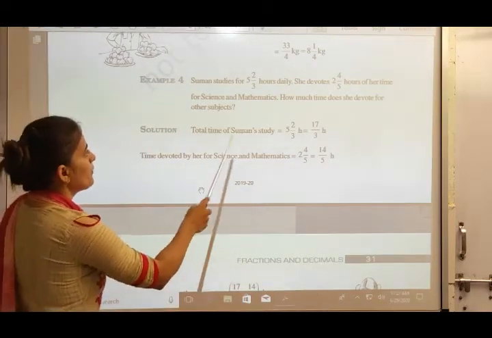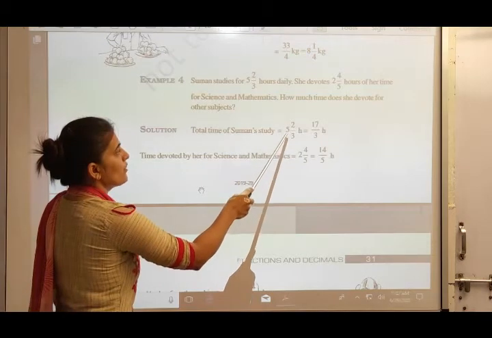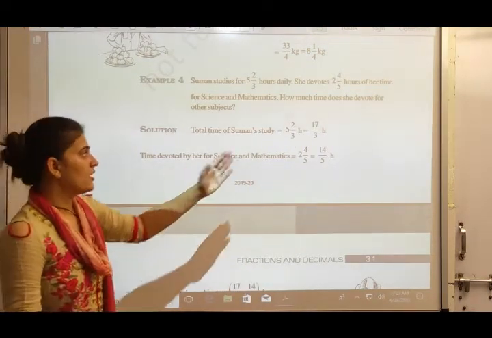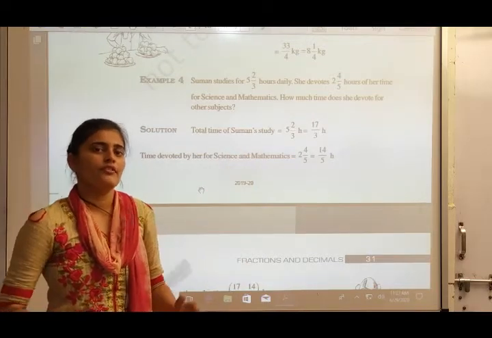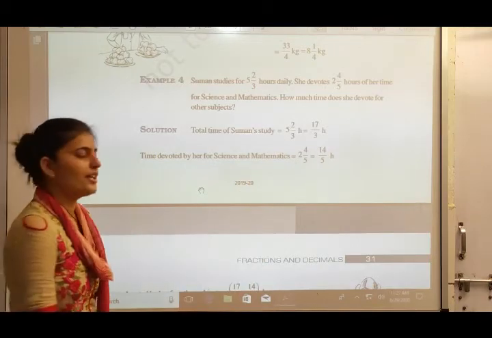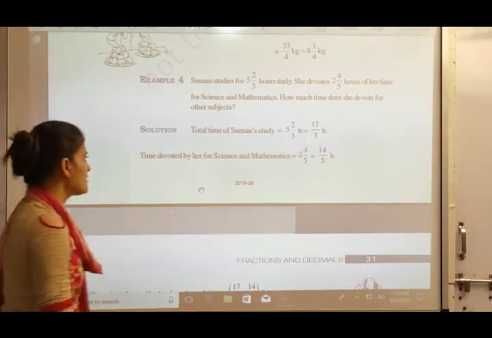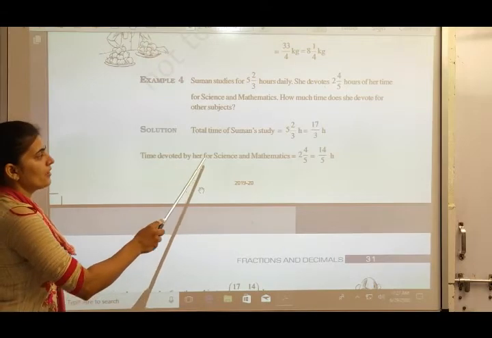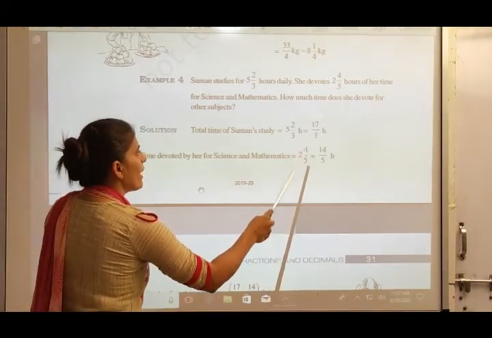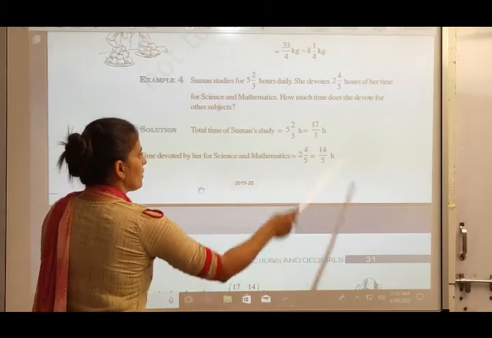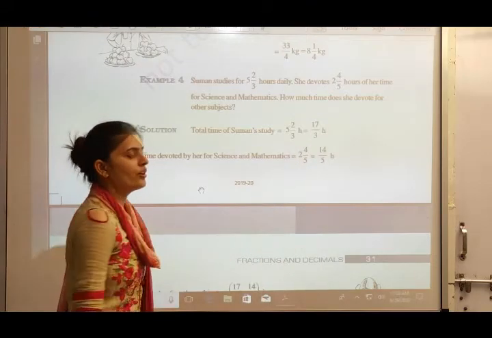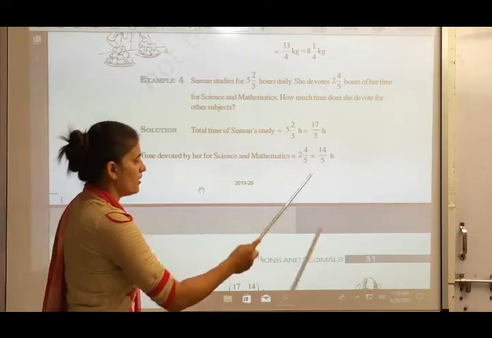So the total time of Suman's day study is equal to 5 2/3 hours. Here a mixed fraction is given, so we will convert it to a simple fraction. 5 3s are 15 plus 2 is 17, so 17/3 hours. Now the time devoted by her for science and mathematics is equal to 2 4/5. Here it is already given, and we have to convert it into a simple fraction. 2 5s are 10 plus 4 is 14, so 14/5 hours.